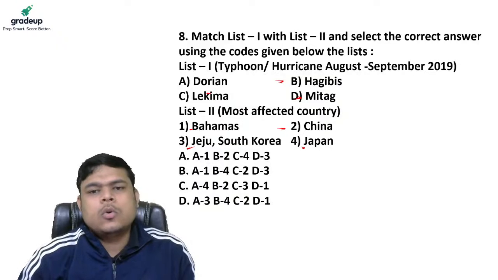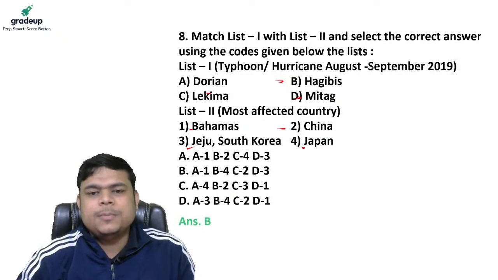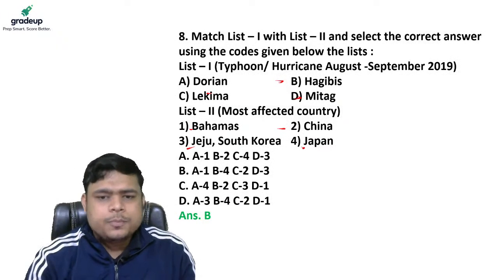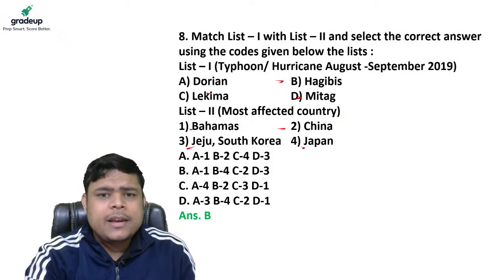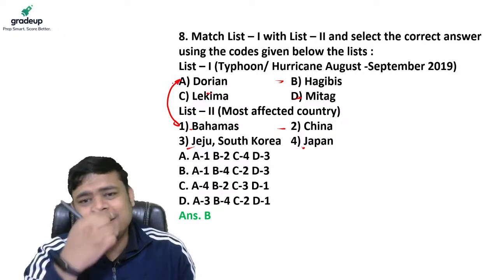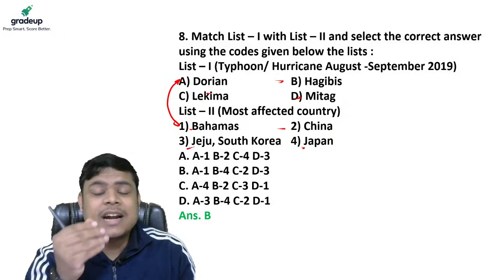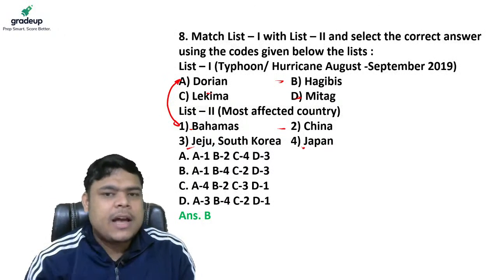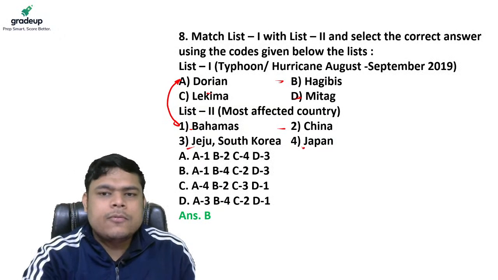So the answer to the question, my dear friends, is B. Dorian is located in the Bahamas. Dorian was a hurricane, guys, which hit the Bahamas, because that hurricane landed in Dorian. Hence, it is named Dorian. It is definitely true.